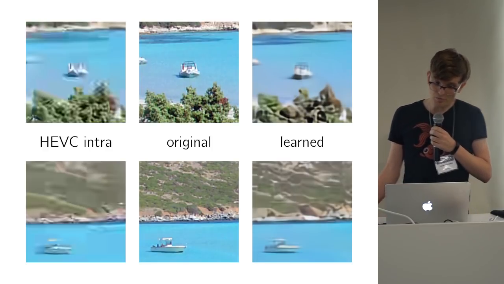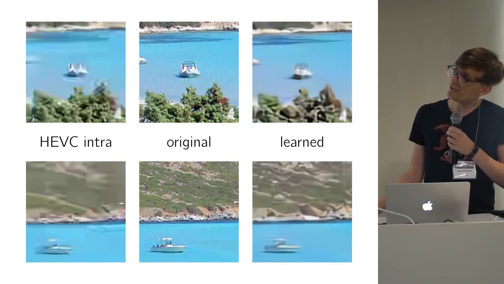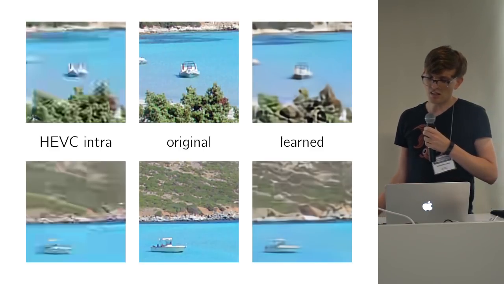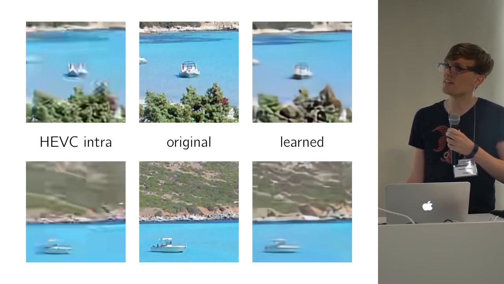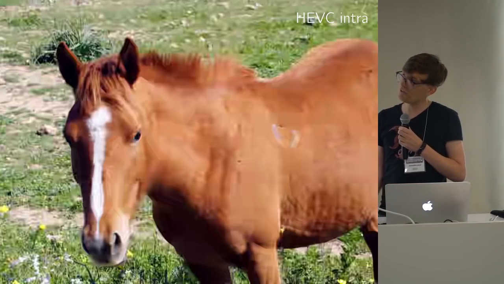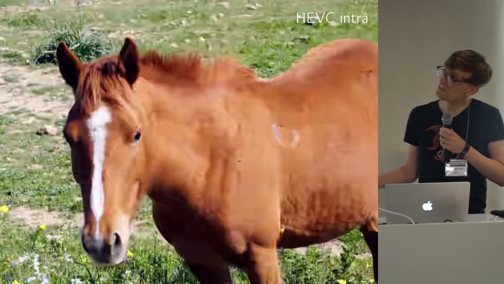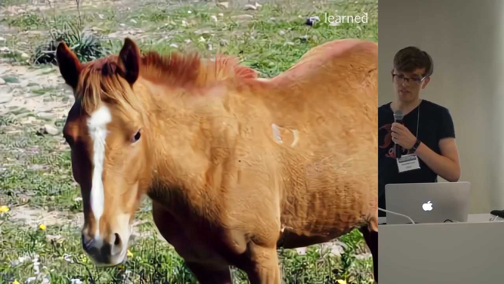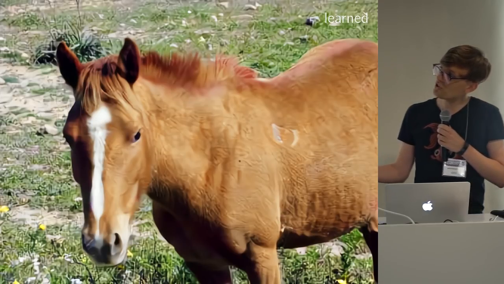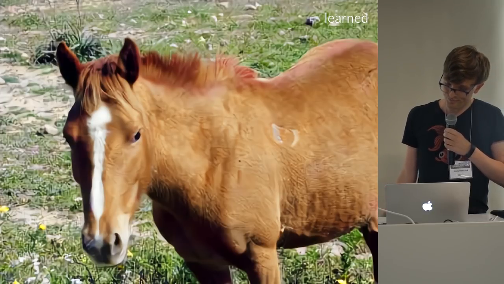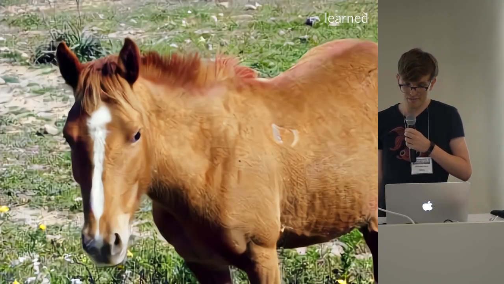So here's another close-up comparison. Again, the end-to-end trained method produces somewhat more pleasant artifacts that tend to keep the image structure intact more. Here's another good example for learned rate allocation. So this is HEVC intra, and this is an end-to-end trained method. So it pushes a lot more bits into this texture here. And this is the same bitrate.